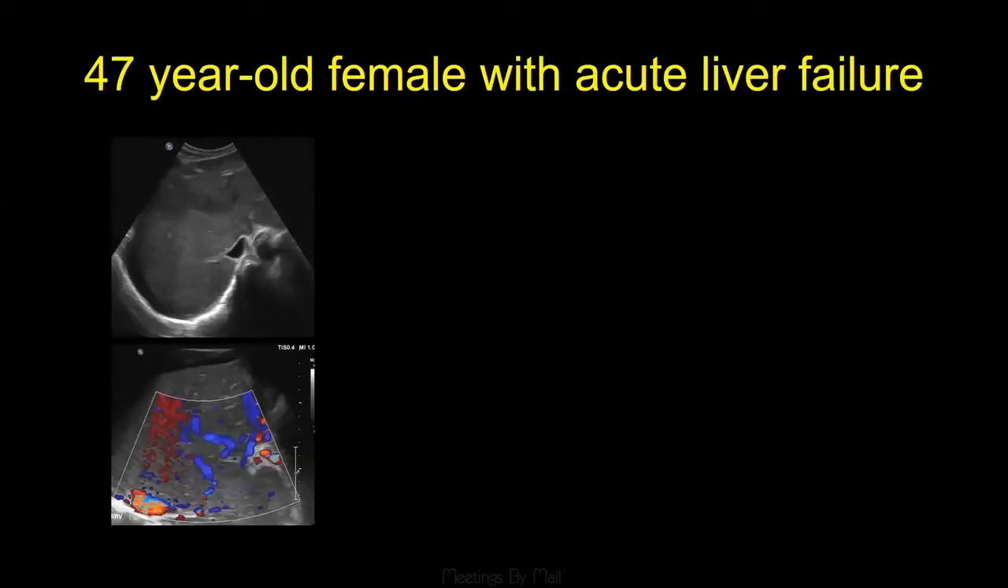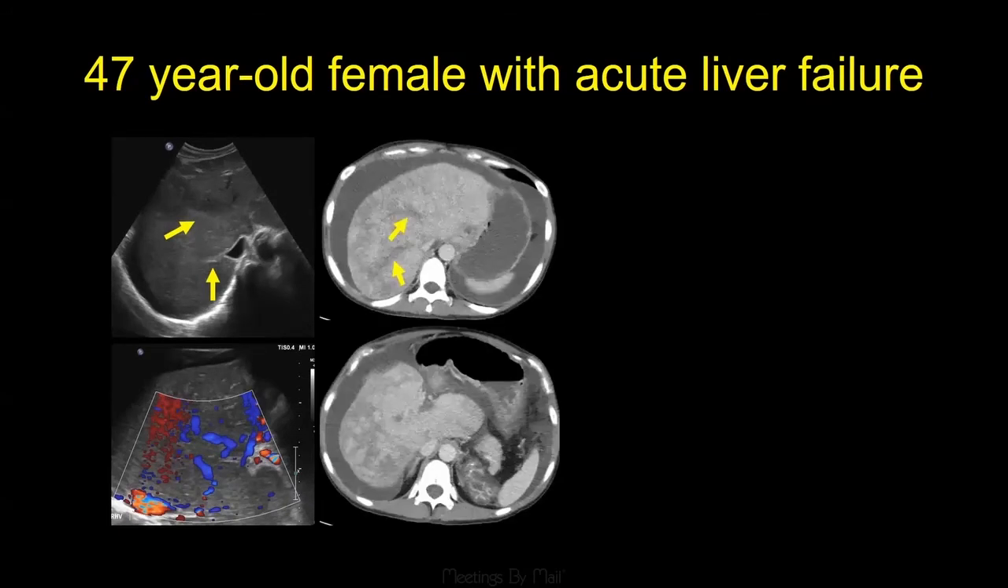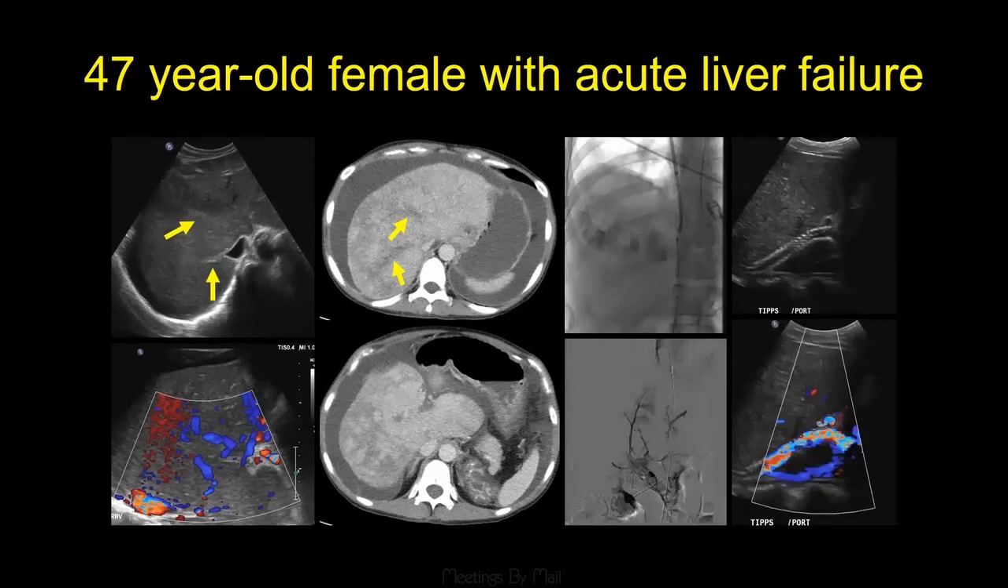So here's a 47-year-old female with acute liver failure who, on ultrasound, you can see echogenic thrombus within the middle and right hepatic veins. The color Doppler is showing no normal hepatic veins, but this rather bizarre intrahepatic venous collaterals. Here's a contrast-enhanced CT showing hypodense thrombus within the hepatic veins, and then you have the enlarged caudate lobe, that flip-flop pattern of enhancement, and you have ascites. So this patient was able to undergo TIPS placement, and the angiographic image here is showing you lack of normal hepatic veins.